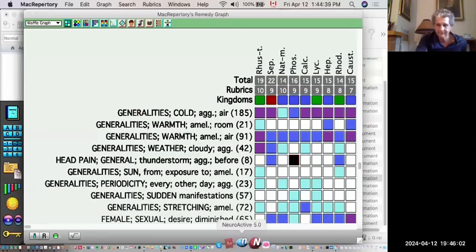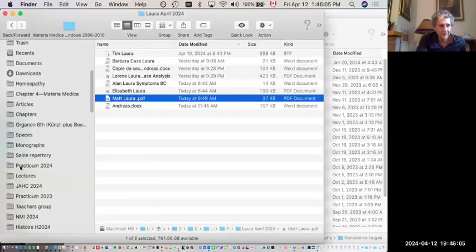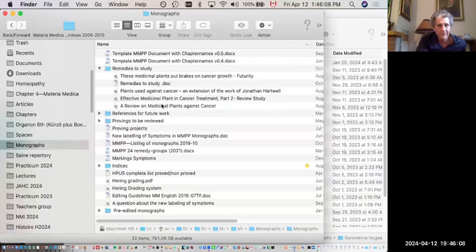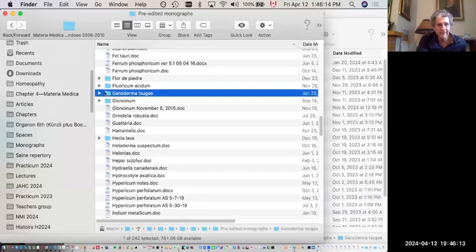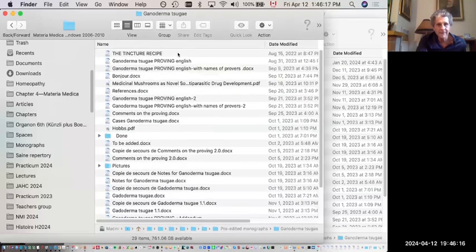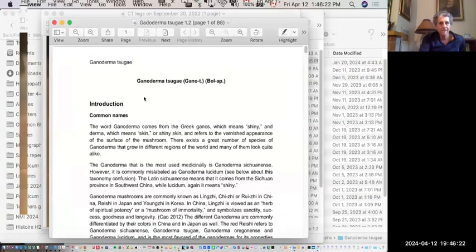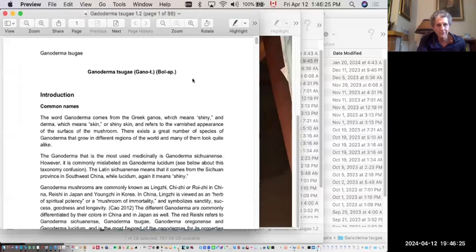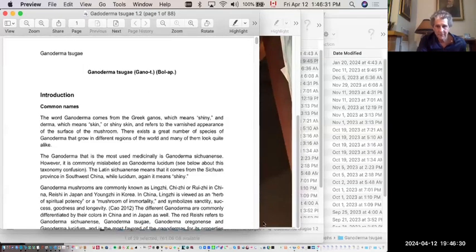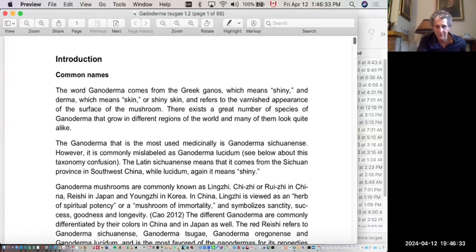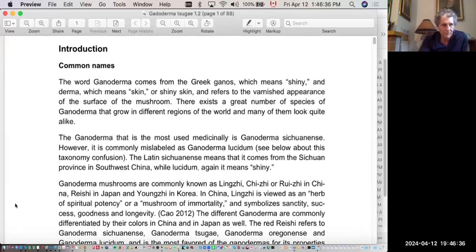Oh, you don't see me. Share my screen. Okay, so let's start again. So, monograph pre-edited, Ganoderma tsugae. This is our monograph. So here, the monograph, and it's always hard to manage things with Zoom. Okay, very good.